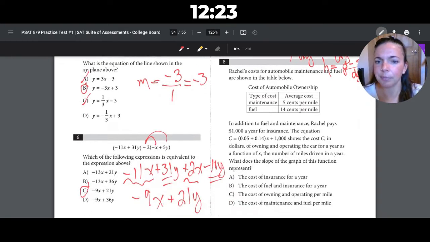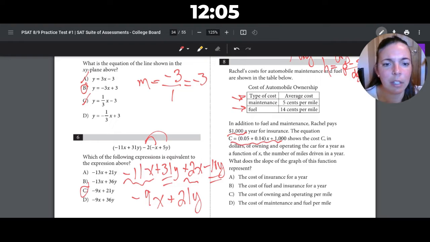Okay, number 8. Rachel's costs for automobile maintenance and fuel are shown in the table below. So it looks like she pays 5 cents per mile for maintenance and 14 cents per mile for fuel. In addition to fuel and maintenance, Rachel pays $1,000 a year in insurance. The equation C shows the cost in dollars.